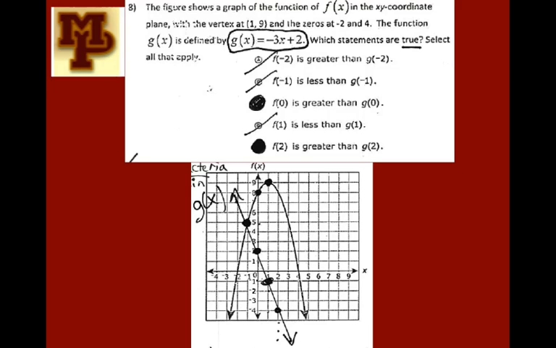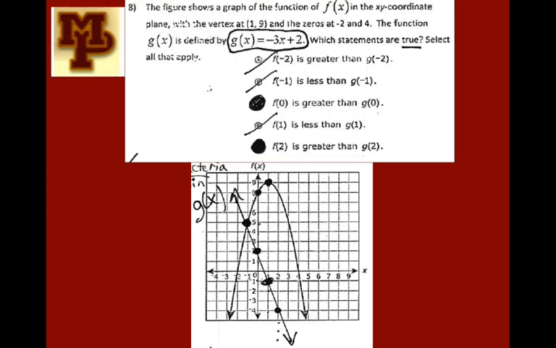Okay, this one we want to answer several questions, see which statements are true. We would need to graph that function g of x first. So we graph it, it's just a line, so we put a dot at 2, then we go down 3 and over 1 and connect the dots. Now we can just start answering the questions.